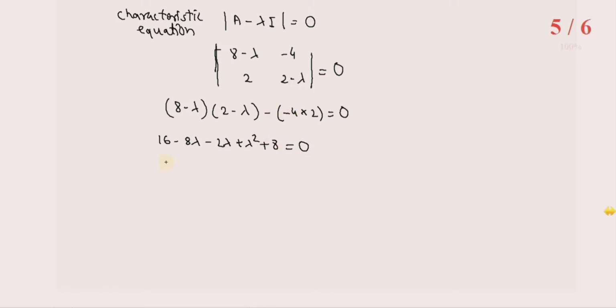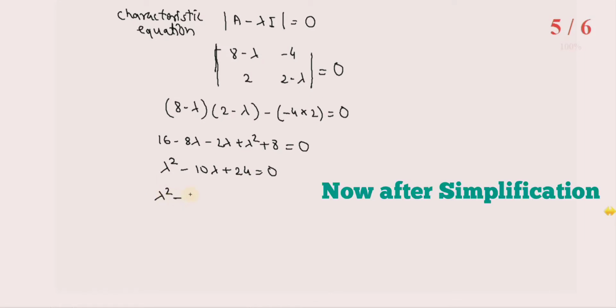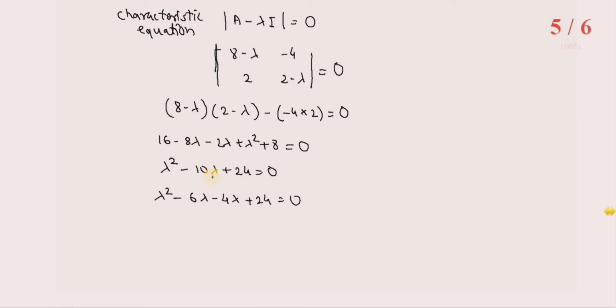Equal to 0. So here this equation we can write down as lambda square minus 8 lambda minus 2 lambda, we are getting minus 10 lambda, and 16 plus 8, that is 24, equal to 0. So now this equation we can write down again like this: lambda square minus 6 lambda minus 4 lambda plus 24 is equal to 0. So we have split this minus 10 lambda like this, minus 6 lambda minus 4 lambda.